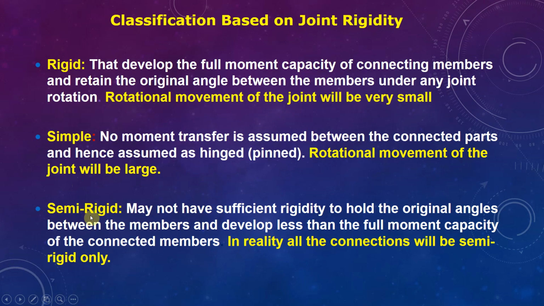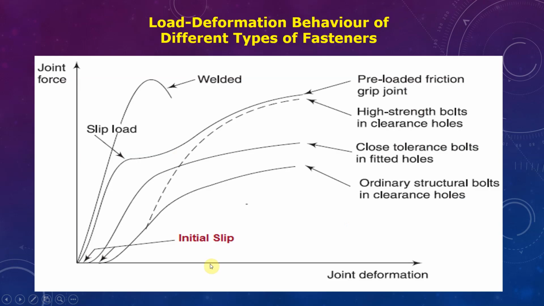Next one is semi-rigid connection. This connection may not have sufficient rigidity to hold the original angles between the members and develops less than the full moment capacity of the connected members. In reality, all the connections in steel structures will be semi-rigid only. So let us study about the behavior of different types of connections or fasteners.